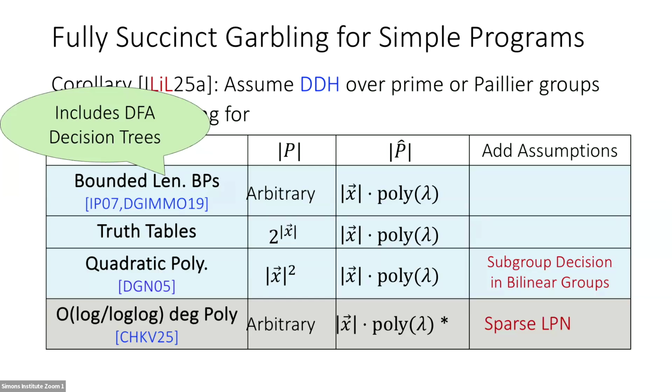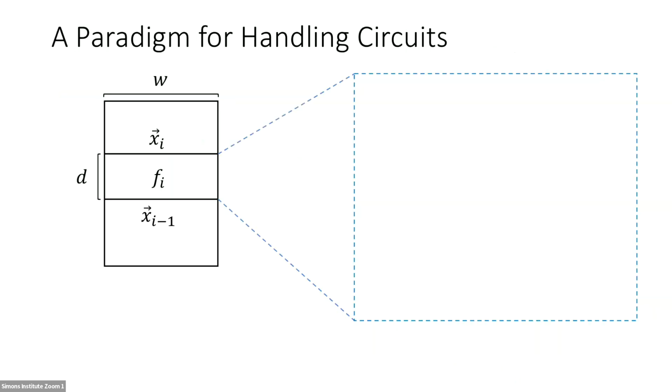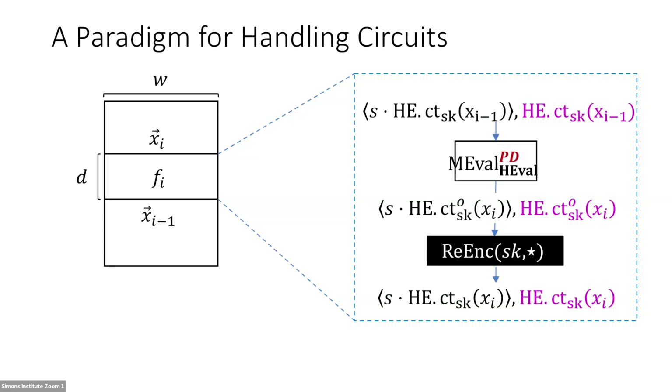But still, this is really relying on the fact that we're dealing with simple programs. What if our goal is really to handle all possible circuits? It seems still very difficult to do without resorting to using the all-powerful homomorphic encryption. And this we can actually do by rethinking it in a different way.